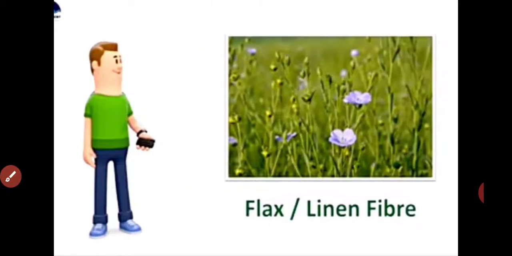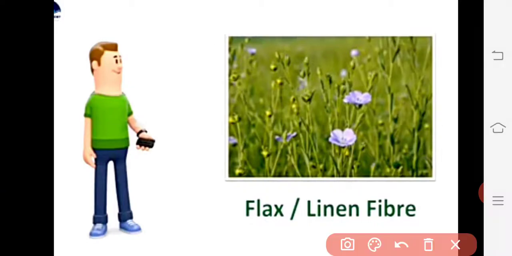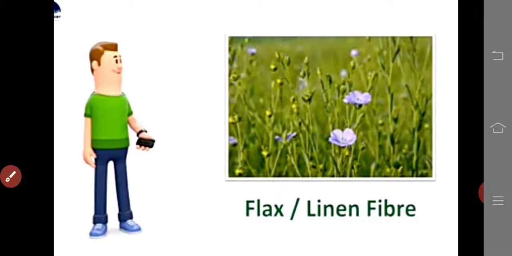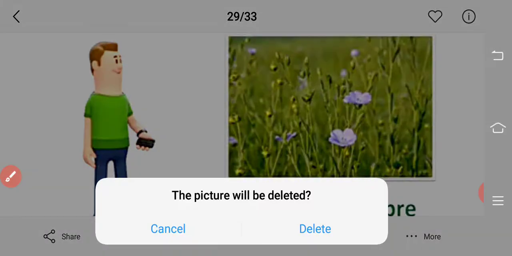Now these are some jute products. This gunny bag you always find in your house. So this is about the jute plant. Now we have seen the cotton plant and jute plant. One more important fiber is flax, or linen fiber. Which fiber? Linen fiber.